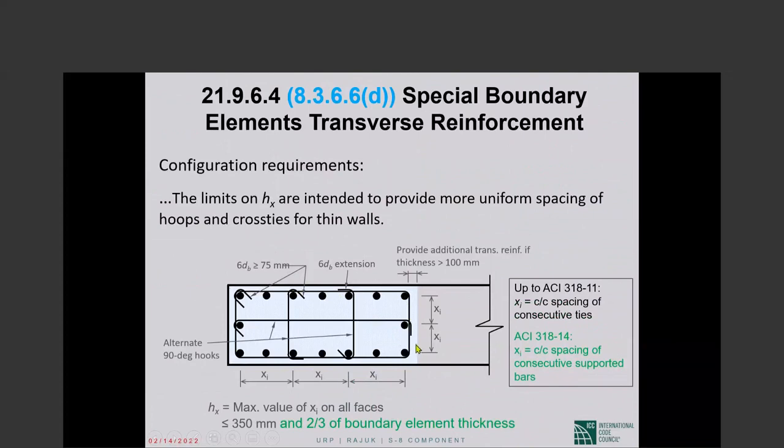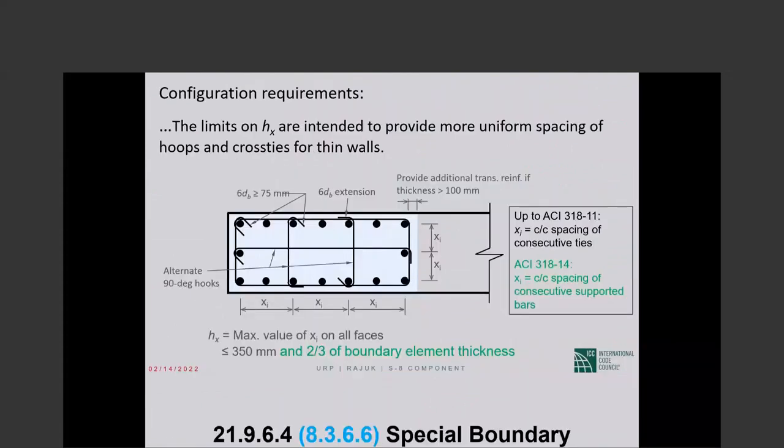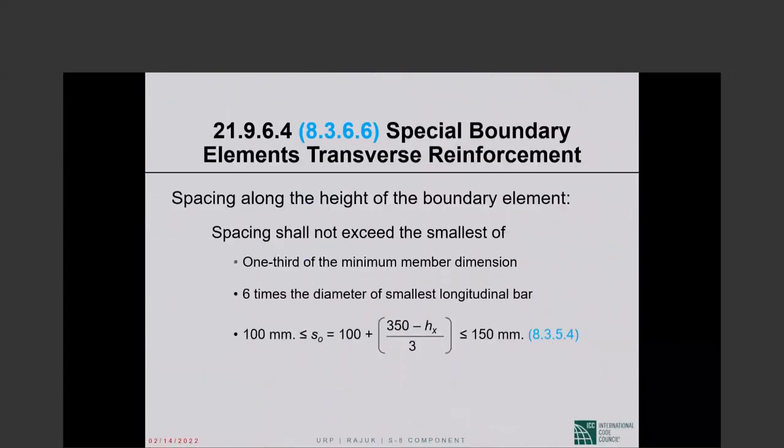This is one piece of transverse reinforcement, the tie and the cross ties together. What is the vertical spacing of that? It shall not exceed the smallest of: remember, in the case of a column, it was 1/4 of the minimum plan dimension, 6 times the smallest longitudinal bar diameter, or this S sub 0, which is between 4 and 6 inches.